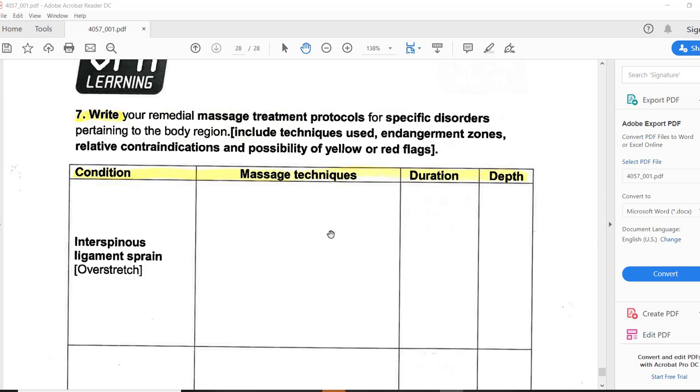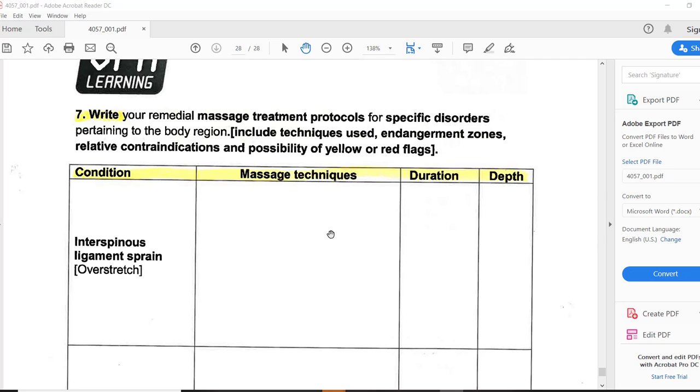And with that as well, you're going to identify the duration and the depth of those techniques. So how long are you going to do a certain technique on a muscle for, and how deep are you going to go? So are you going to work superficially with it, or are you going to go deep? And that might depend on the stage that that injury is in, or it might depend on what other muscles you need to be able to pass through to be able to act on that muscle.